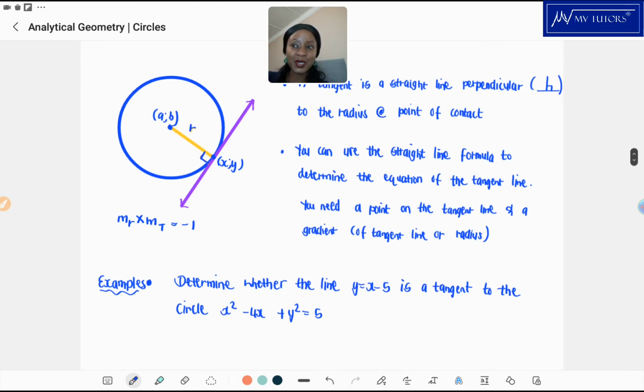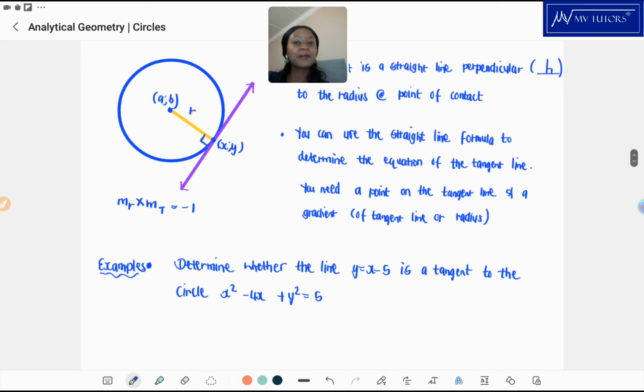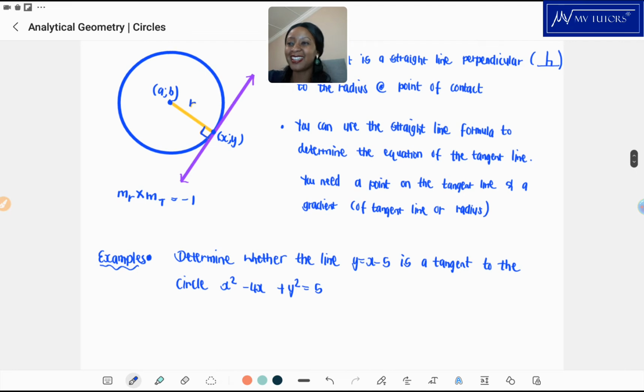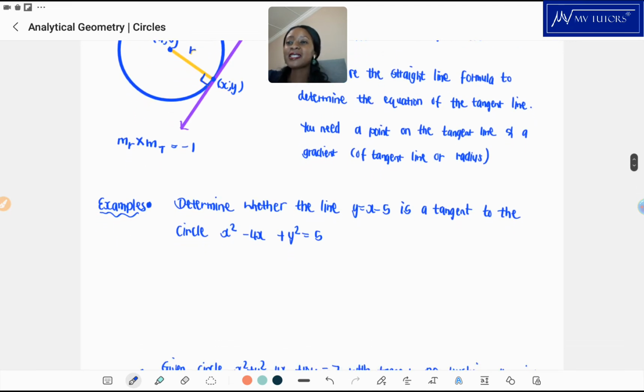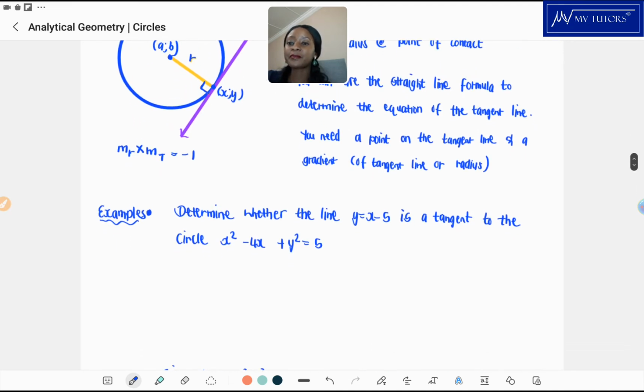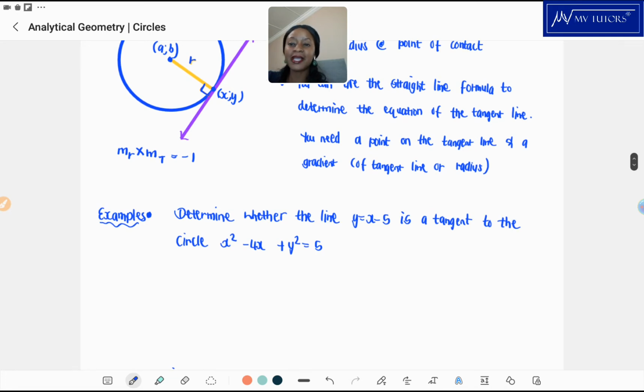Alrighty, so now let's do an example. We're pretty much almost done with the theory. So now they're saying determine whether the line y is equal to x minus 5 is a tangent to the circle x squared minus 4x plus y squared is equal to 5.